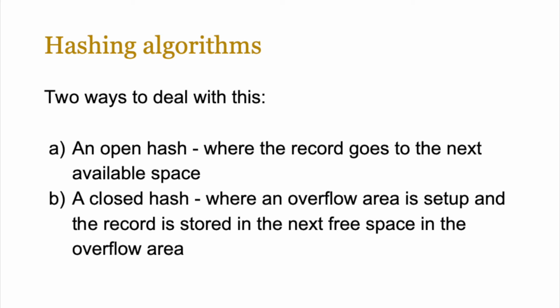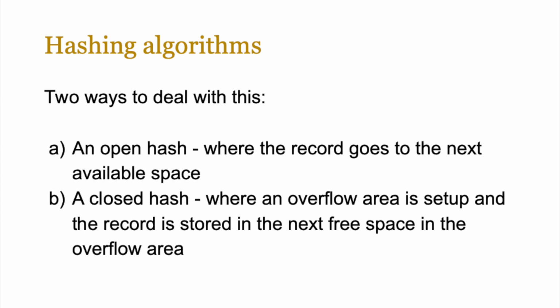An alternative is also a closed hash, where you create an overflow area, which is perhaps a secondary space or a secondary file, which is set up, and then the record is stored in the next free space in that overflow area. So you say 1024, if another record comes up to 1024, open a new file, which is called a 1024 hash, and in there, in position 1, you have the original record, and then in the second position, you have the new record.